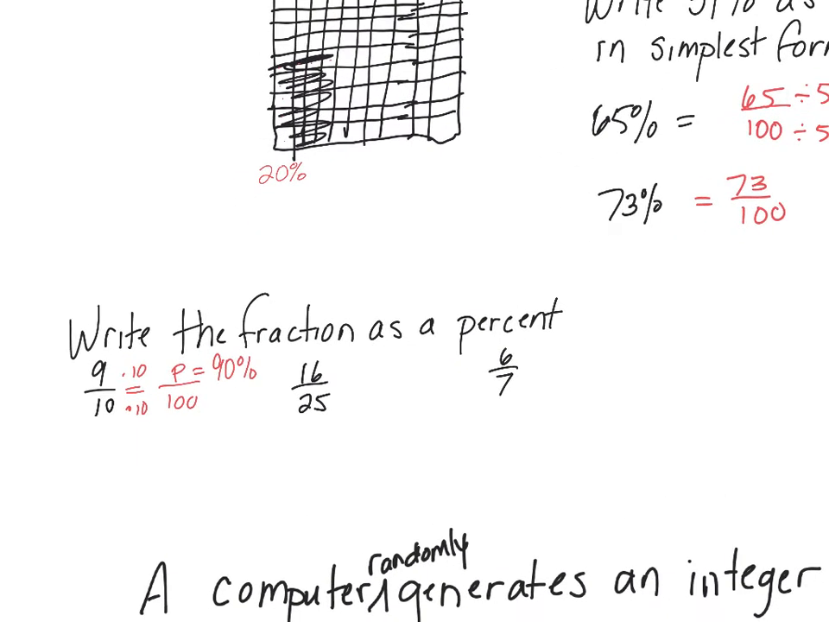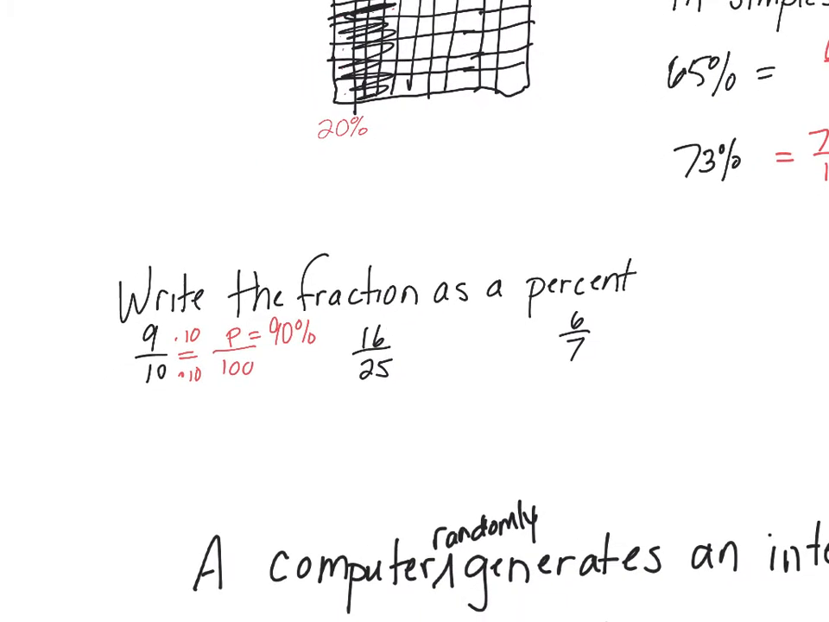Write the fraction as a percent. Is 16 over 25 easy to make out of 100? What are we multiplying by to get it out of 100? Maria? 4. So just take 16 times 4. What is 16 times 4? Brady? 64. And then don't forget the percent. Yep.